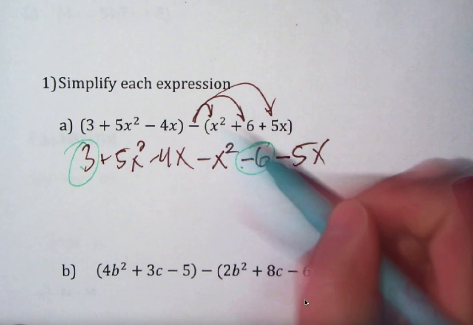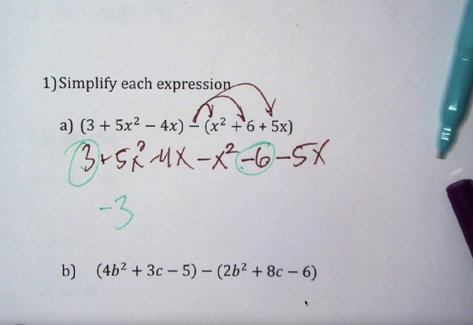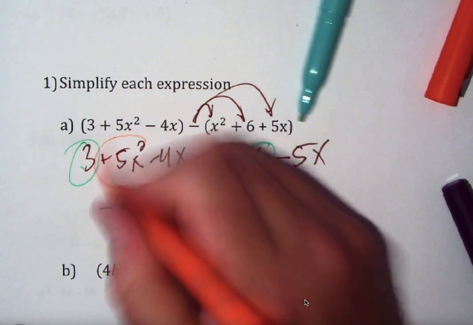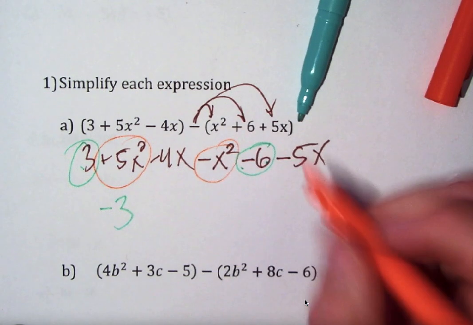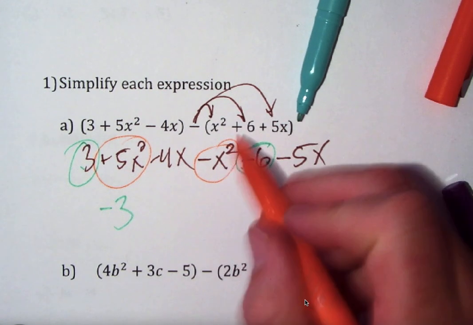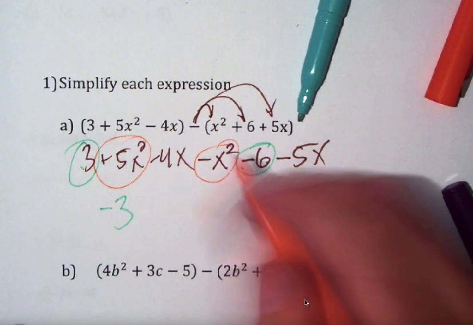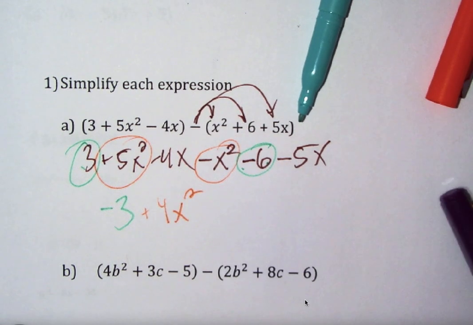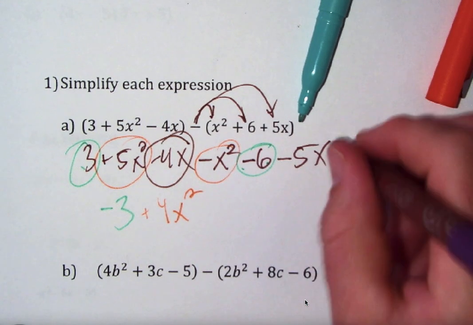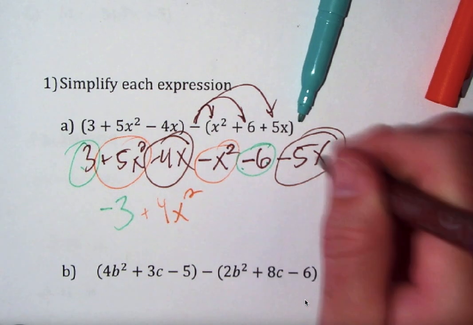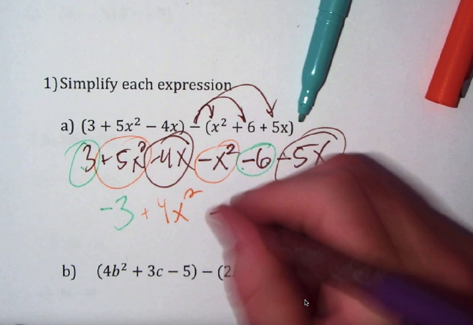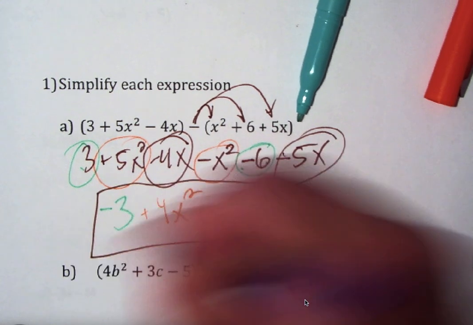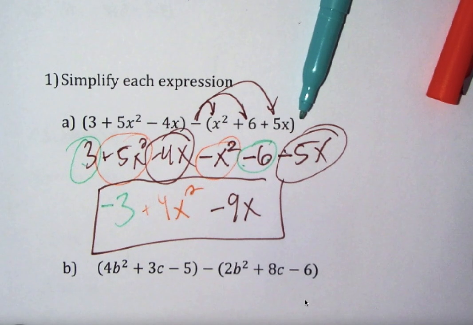3 minus 6, negative 3. Any like terms to positive 5x squared? Well, sure, negative 4x squared, a negative x squared. So 5x squared minus x squared, positive 4x squared. The last one, you have negative 4x and negative 5, so that's negative 9x. Okay, you will have to do one like this on the final.